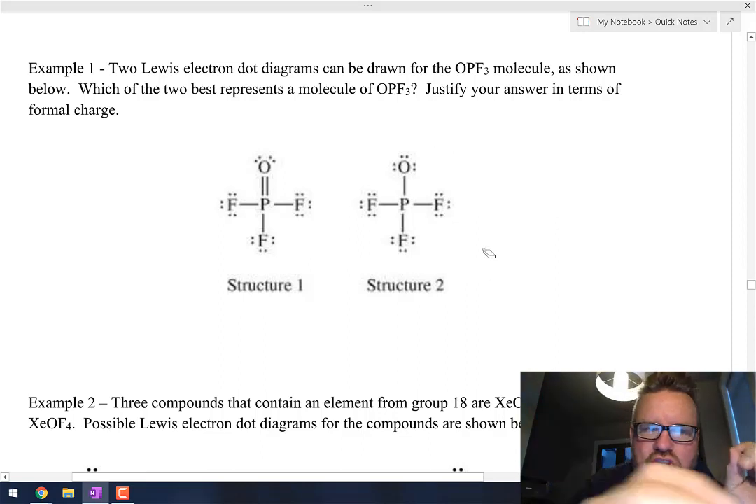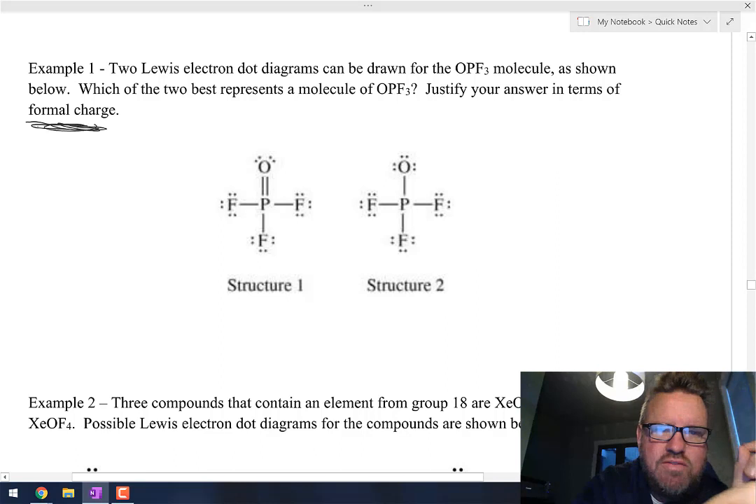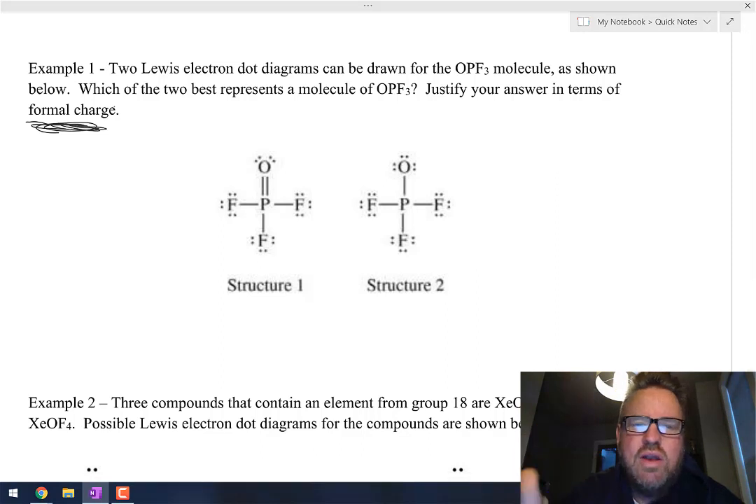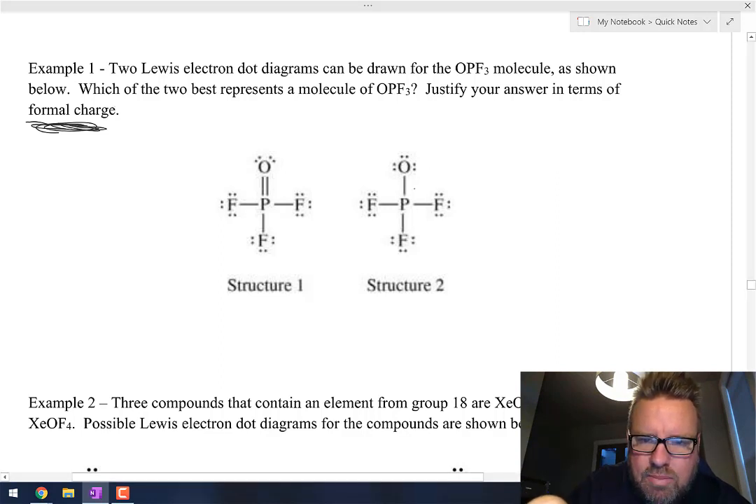But when they say justify your answer in terms of formal charge, it means forget the octet rule altogether and only focus on which one has fewer formal charges on it. Okay? So, again, I'm going to move a little bit quickly. The phosphorus has a +1 formal charge on this one. The oxygen has a -1 formal charge. Okay? Hopefully you can see that.